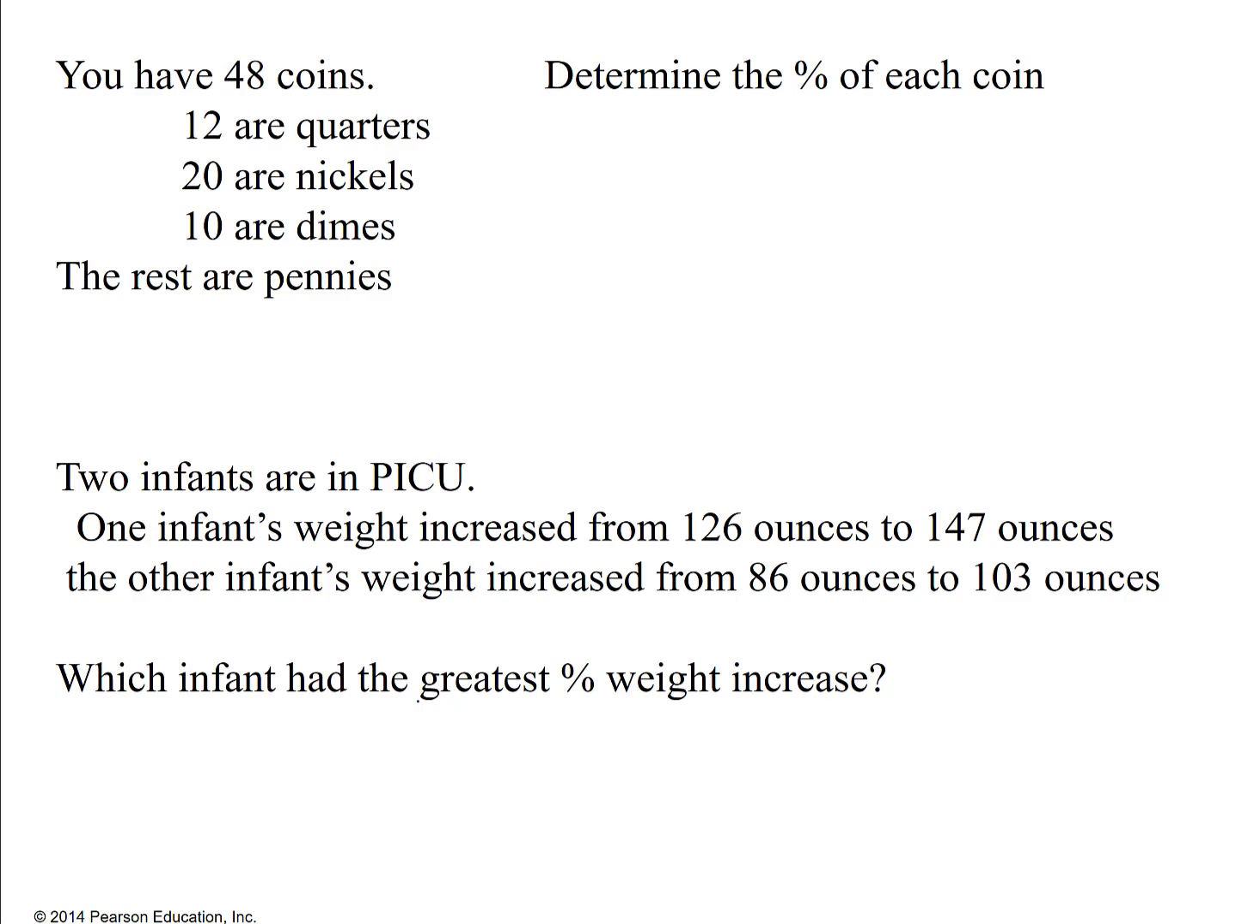So look at this bottom question. So 2 infants are in the perinatal ICU. Okay, so they're newborns, preemies. One infant's weight increases from 126 ounces to 147 ounces. The other infant's weight increased from 86 to 103. So what you want to know is which infant had the greatest percent weight increase. So how do I figure out the weight increase? What do I have to do first?